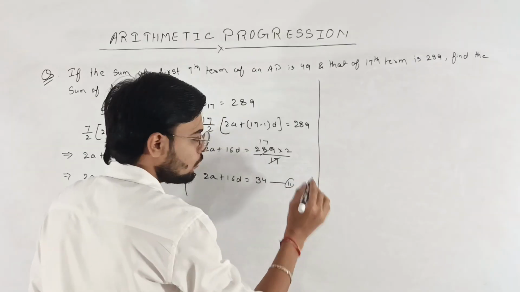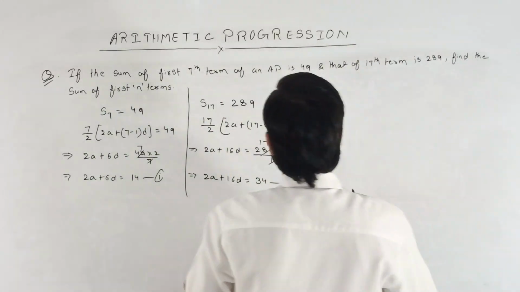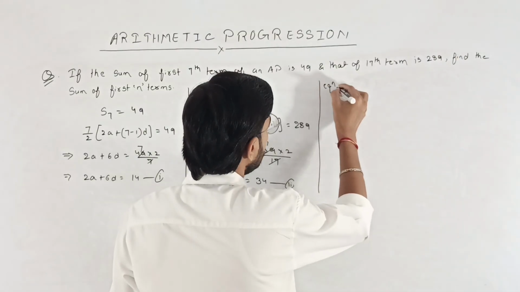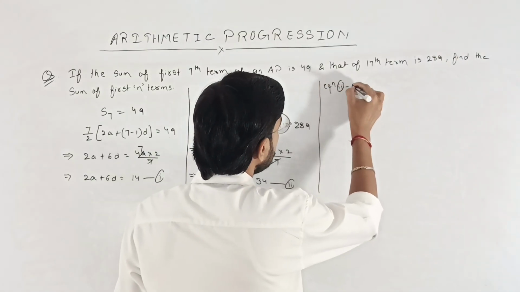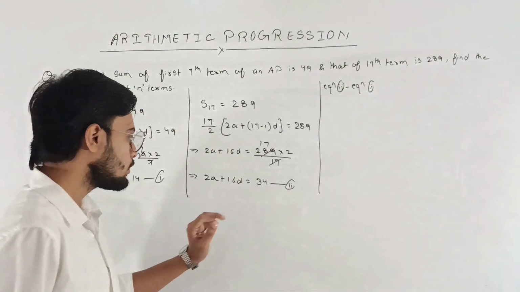Now next step, what I do is subtract equation first from equation second. So equation 2 minus equation 1. Equation second is 2a plus 16d is equal to 34.